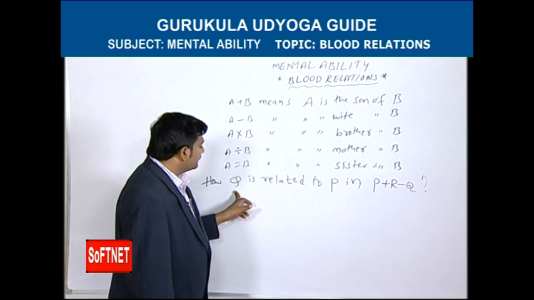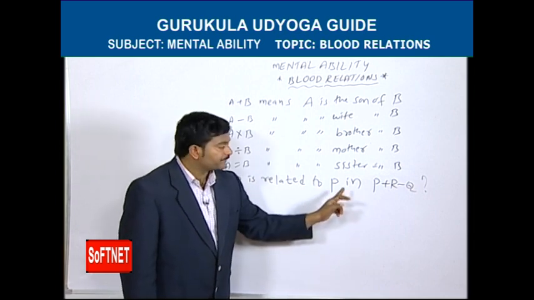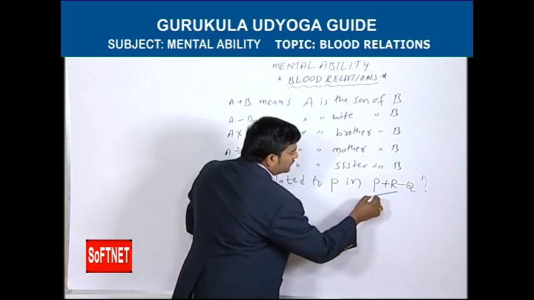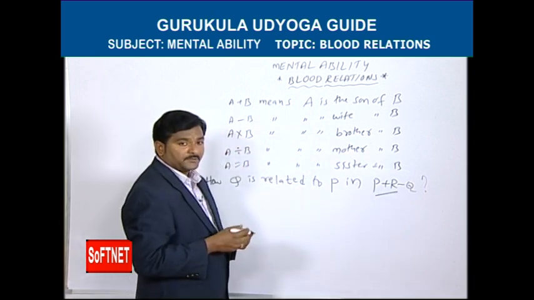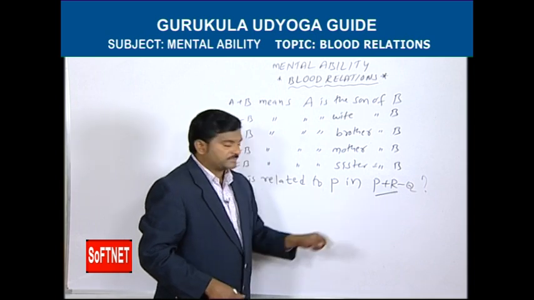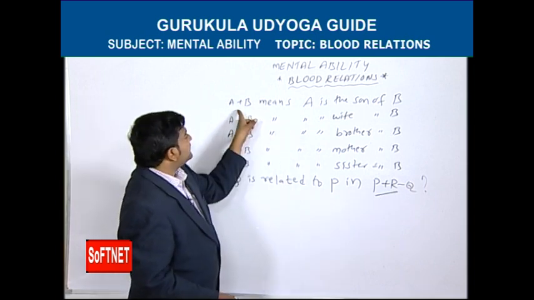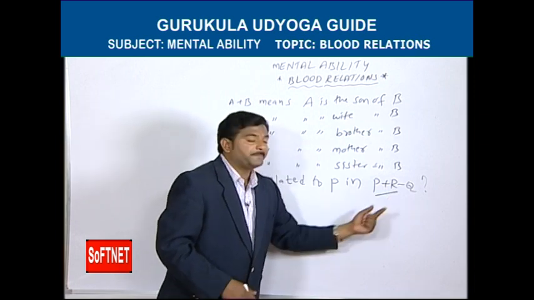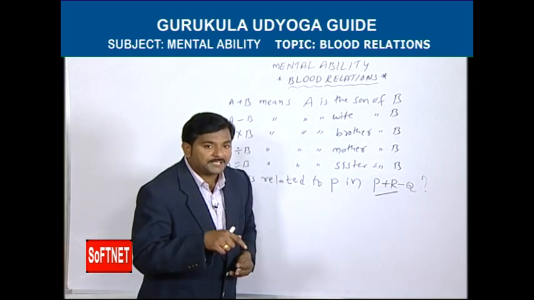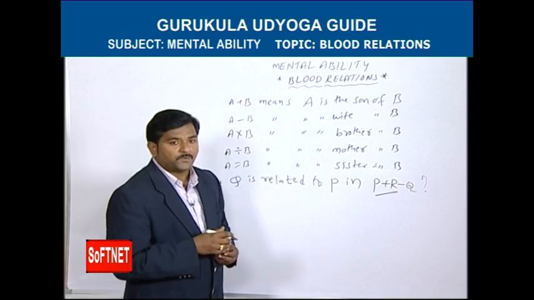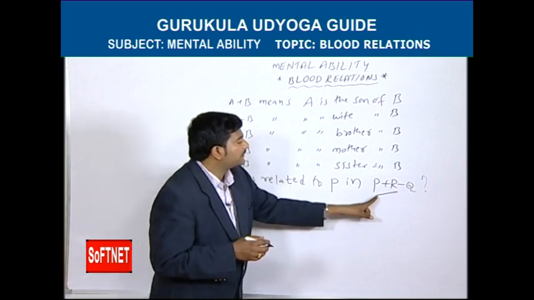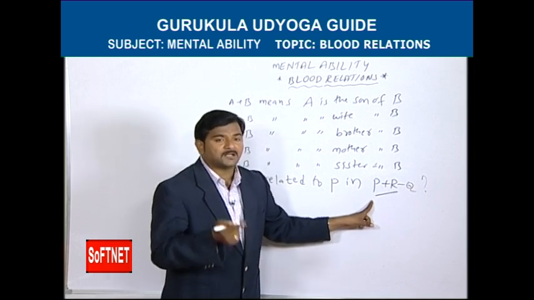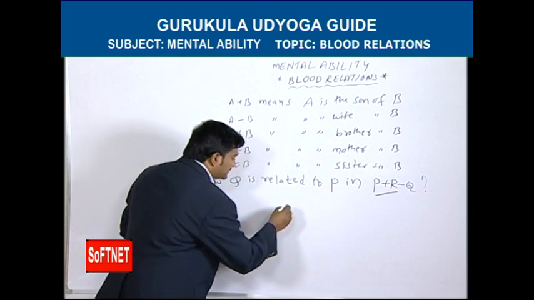So now, how is Q related to P in P plus R minus Q? Focus on P plus R, ignore the rest. A plus B means A is the son of B. That's why P plus R means P is the son of R. So P plus R means P is the son of R. So there is a generation gap.